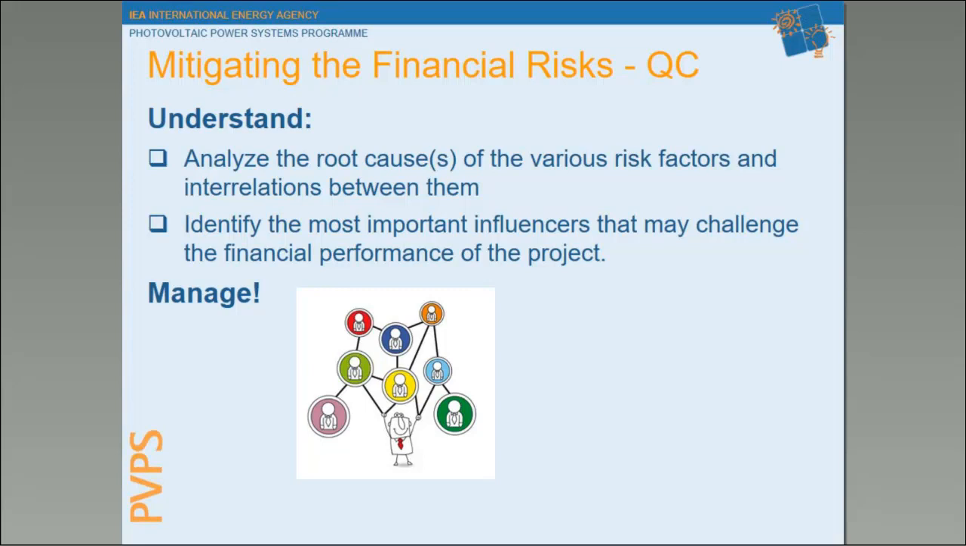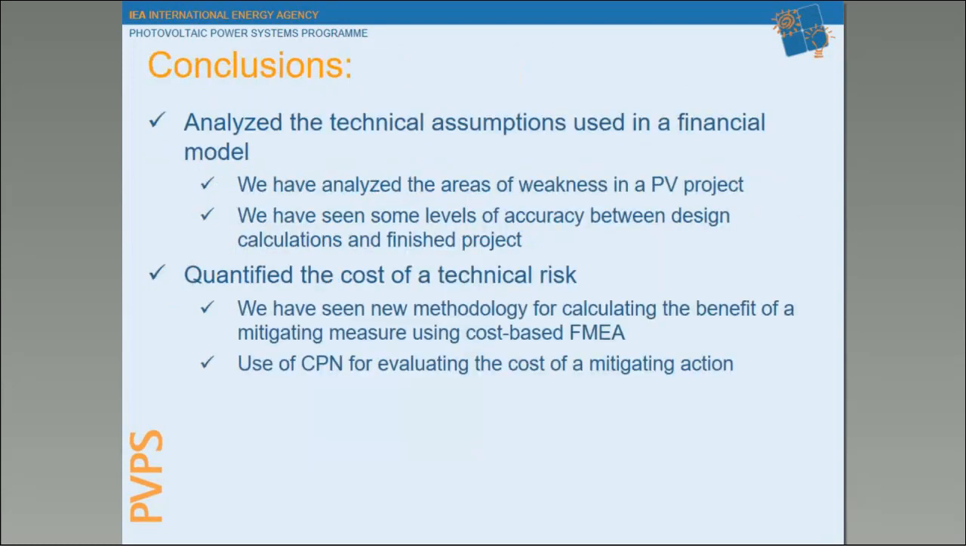Understand by analyzing the root causes of the various risk factors, including possible interrelations between the different factors. Identify the specific most important influencer that may challenge the financial performance of the project. And most important, manage. If the big boss, top management, is not actively supporting quality control, there will be no quality, and the chances for achieving the business plan will be greatly reduced. The top management must be made to understand the importance of continuity of the design level of a plant and the effect changes will have on the financial plan.